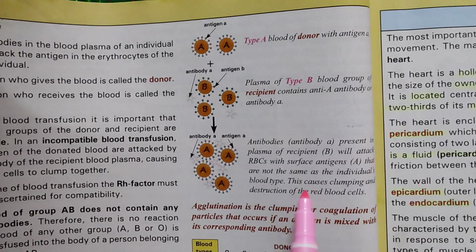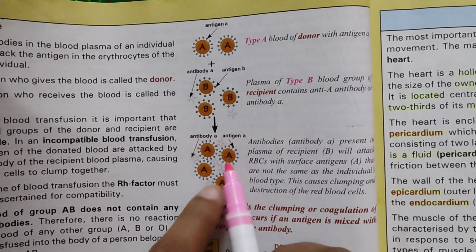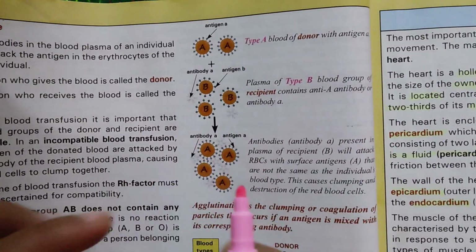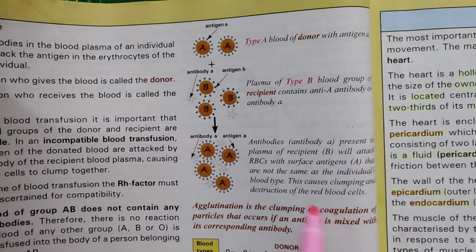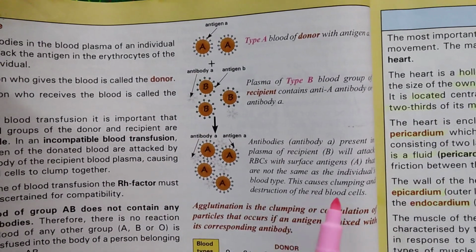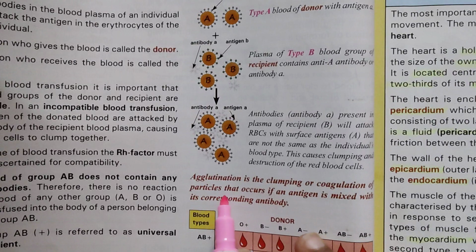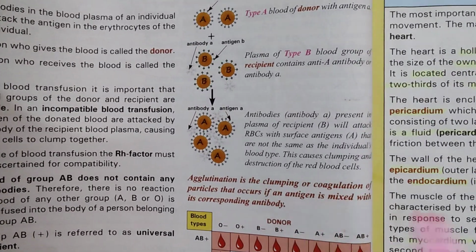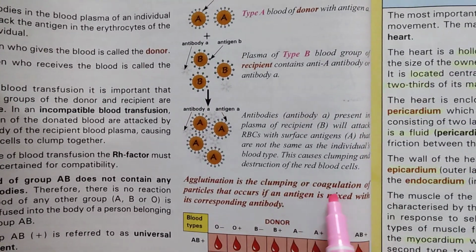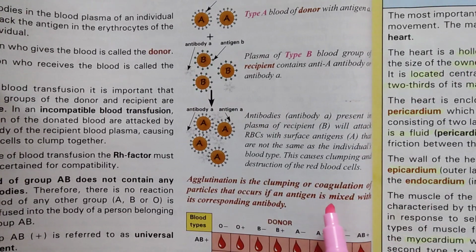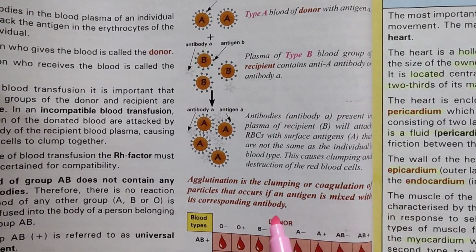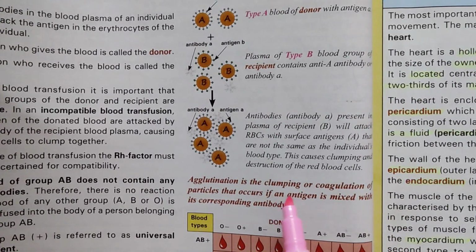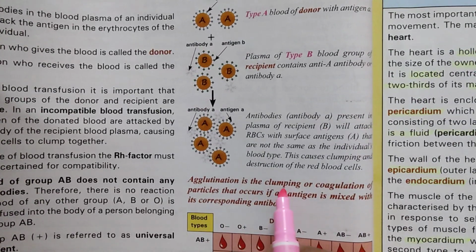Got it? Now what will happen? This causes clumping. They'll clump together, they'll stick together, and there will be destruction of the red blood cells. That clumping is agglutination. Now what is agglutination? It is the clumping or coagulation, like blood clots, it will clot inside the body. That is known as clumping or coagulation, and the process is known as agglutination.